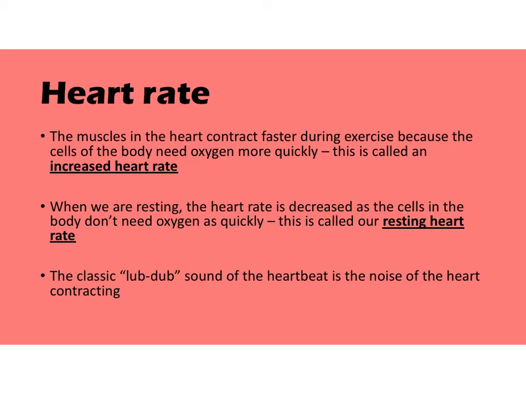The muscles in the heart contract faster during exercise because the cells of the body need oxygen more quickly. This is called an increased heart rate. When we are resting, the heart rate is decreased as the cells in the body don't need oxygen as quickly, and this is called our resting heart rate. The classic lub-dub sound of the heartbeat is the noise of the heart contracting.